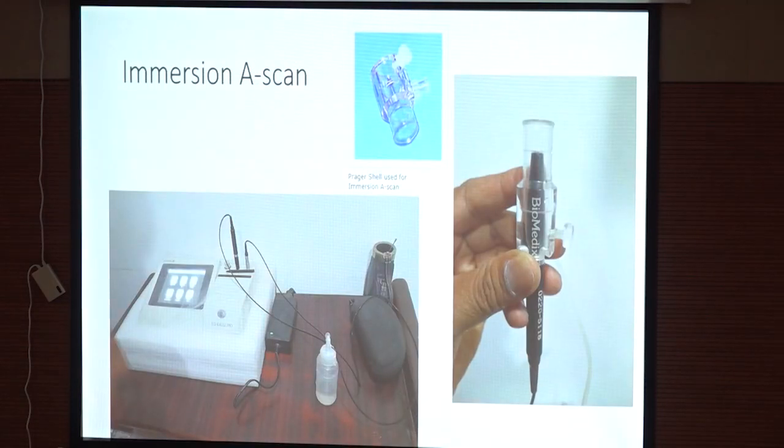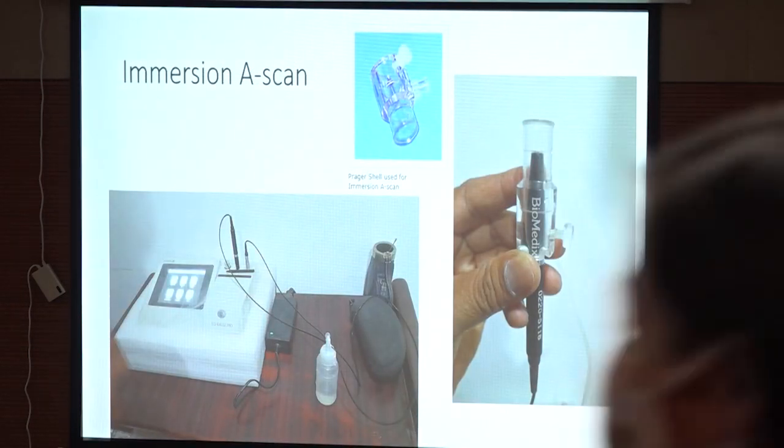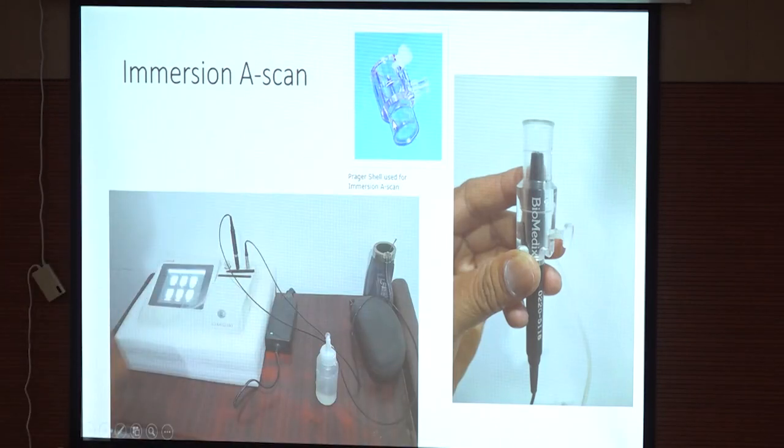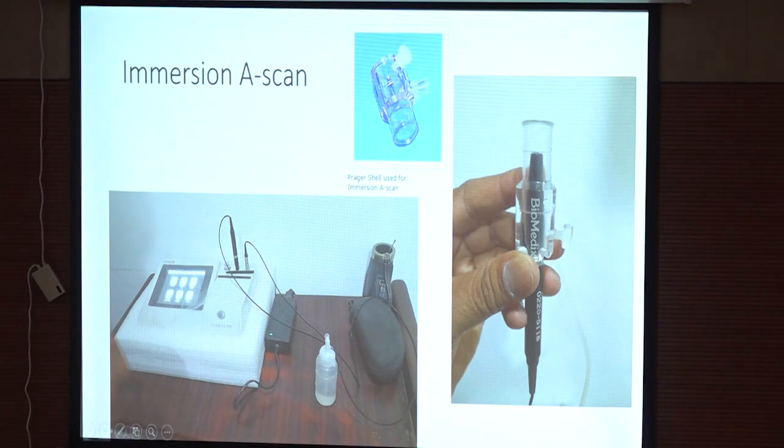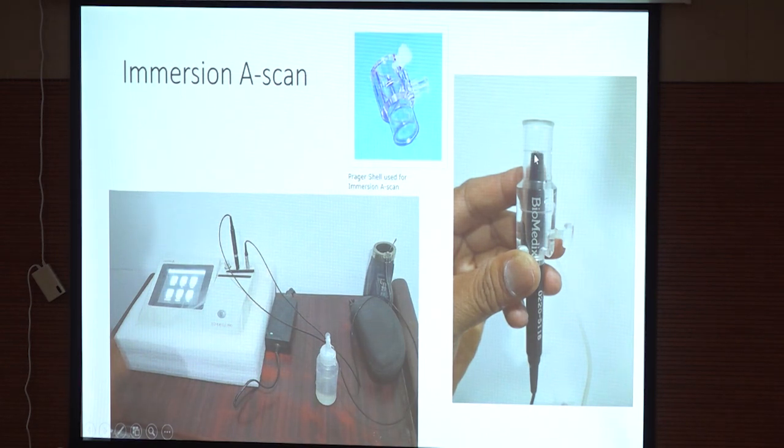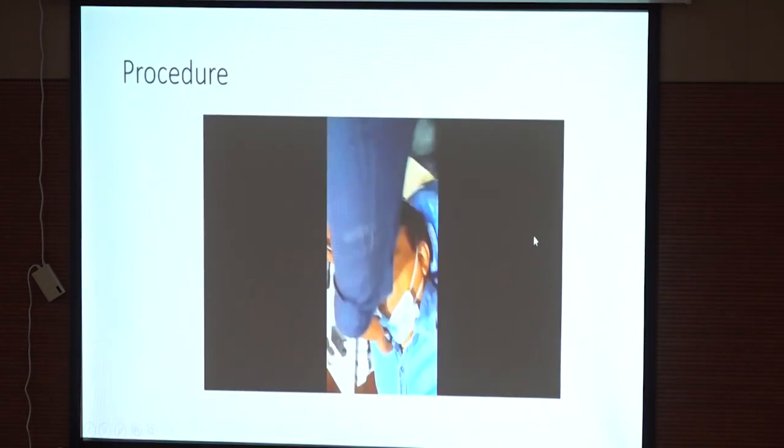So this is what the immersion A scan looks like. It has this Prager shell or the immersion shell here. Now the probe is inserted inside the shell over here. There is a mark over here. It is important to keep the mark and the probe at the same level, because if this advances, the reading will be erroneous. Once it is at this level, it can be tightened with a knob over here, which can fix the probe. Now this is a short video showing the procedure.